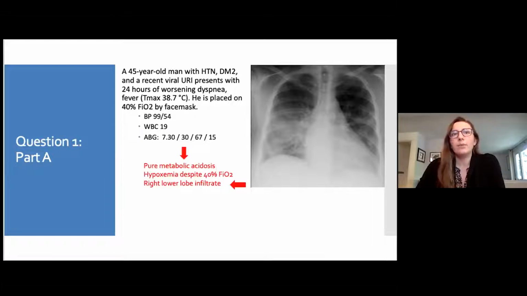So he has a pure metabolic acidosis. He has a pH that's low and a PaCO2 that's low as well. And he's hypoxemic with a PaO2 of 67 despite being on 40% FiO2. On the chest x-ray, he has a right lower lobe infiltrate.